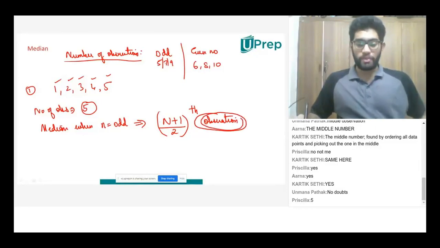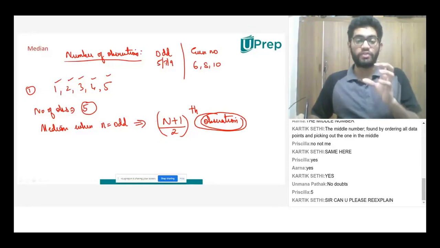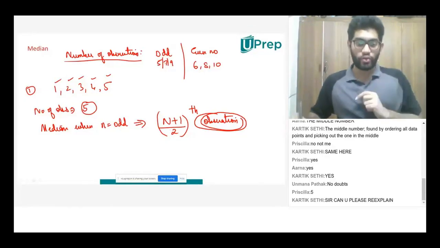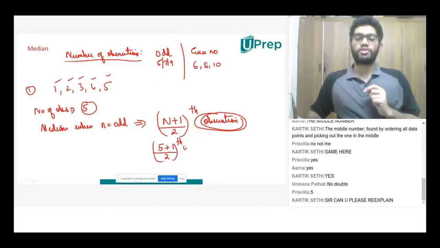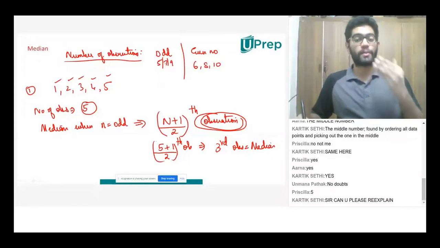Not the value of n plus 1 by 2, but the observation. That means what is n over here? It is 5. 5 plus 1 by 2th observation. That means the third observation is our median, not 3. Third observation.